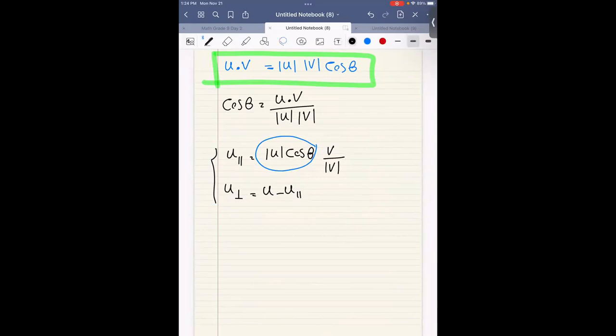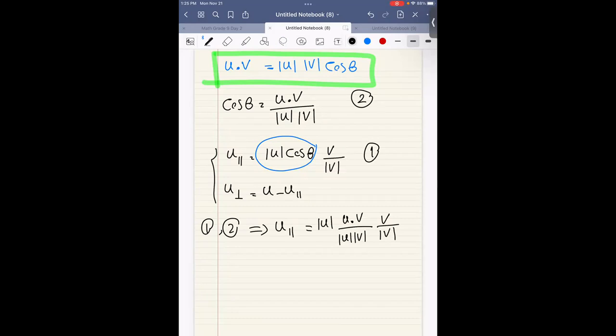I'm just subbing cosine theta here in this formula. If I call this formula 1, and this formula 2, it follows from 1 and 2. If you combine 1 and 2, then it follows that u parallel is equal to the magnitude of u, times, now instead of cosine, I just put u dot v over magnitude of u times magnitude of v, times v over magnitude of v.